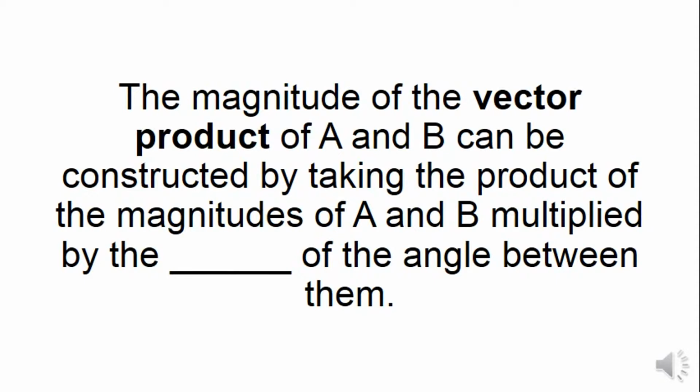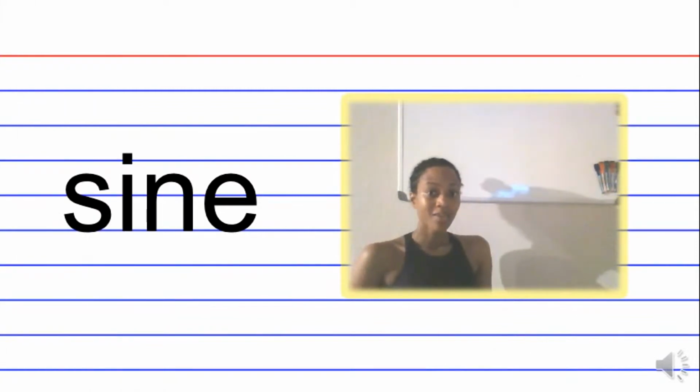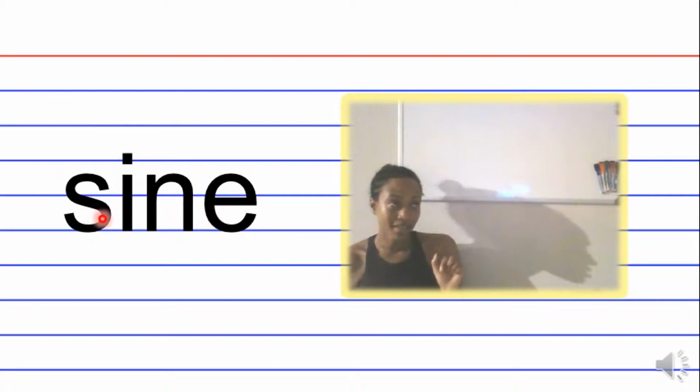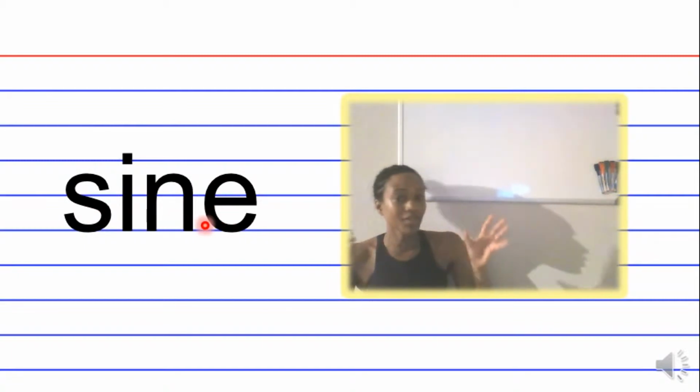The magnitude of the vector product of A and B can be constructed by taking the product of the magnitudes of A and B multiplied by the blank of the angle between them. So what is the third multiplier? It's the sine. The cross product is definitely one of those concepts that seems a little abstract and esoteric.